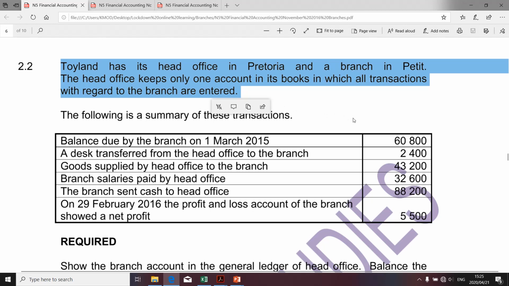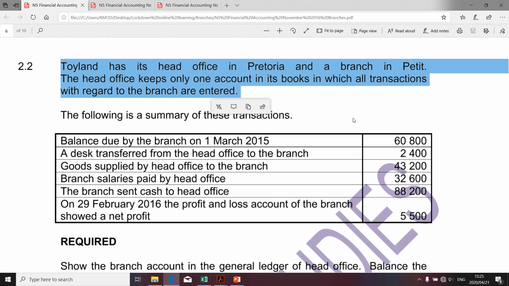It says Toyland has its head office in Pretoria and a branch in Pettit. The head office keeps only one account in its books in which all transactions with regard to the branch are entered. So clearly, the head office uses the branch account to communicate the accounting treatment of transactions between the head office and its branches. So if there's any transaction that specifically relates to a transfer of any items between the head office and the branch, it will be communicated in the branch account.